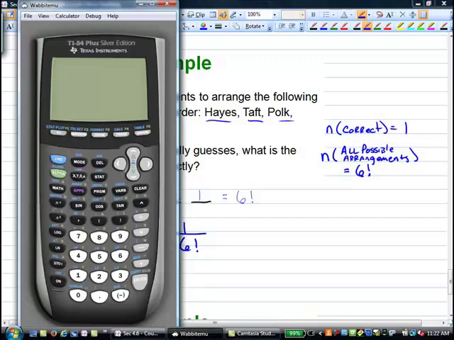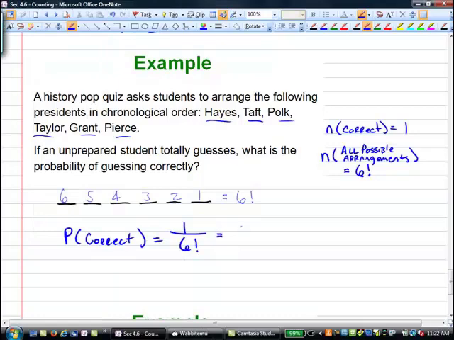So we go to our calculator and we've got to figure out what 6 factorial is. I need a number for it. So we hit 6, and to get to the factorial, remember we go to math, probability, and number 4 right here is the factorial button, and we get 720. So the probability of guessing and getting this correct is 1 out of 720.